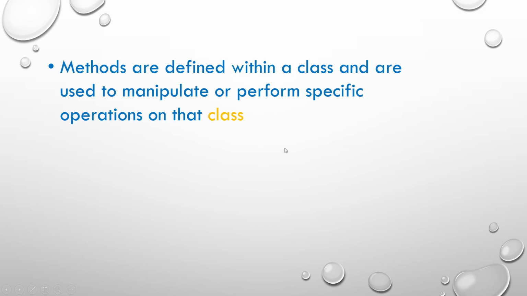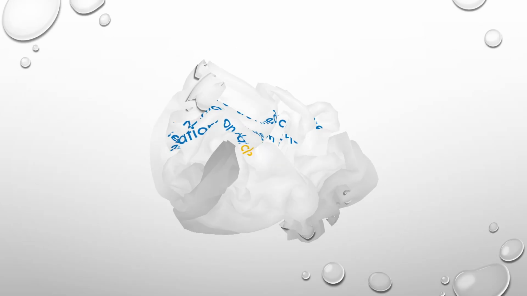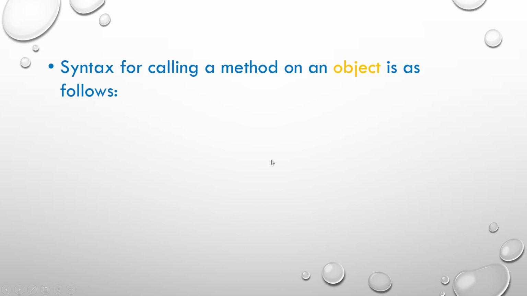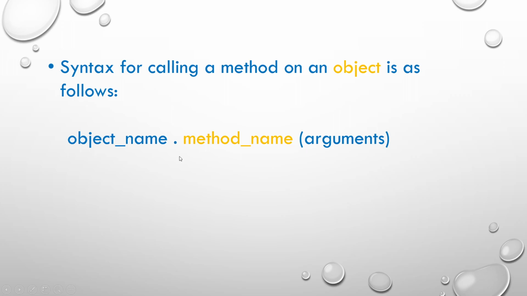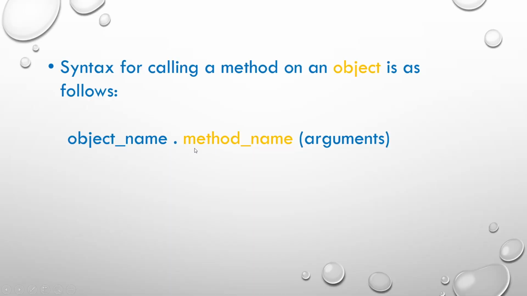And methods are defined within the class. So if you have a class, you have to define your method within that class, and they are used to manipulate and perform operations on the class. Okay, so just before we jump right into Jupyter Notebook, we have to look at the syntax for calling a method on an object. To do that, you have the object name, then a dot, then the method name, and you have your arguments. This is how you call a method within a class.